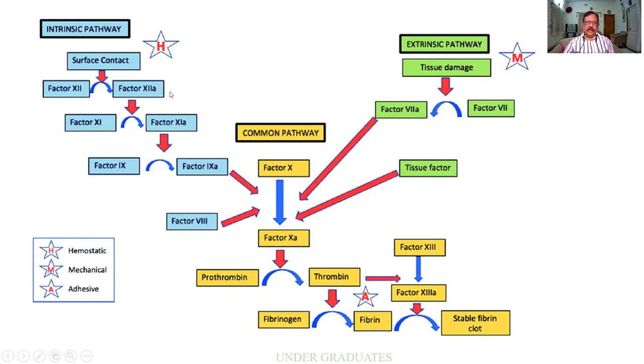So, factor 12, 12A, 11, 11A, 9, 9A, etc., and activation of 10, 10A. This is the intrinsic pathway, the blue color. The green color is the extrinsic pathway, and the yellow color is the common pathway. Ultimately, there is a formation of a fibrin clot. Since there is a cascade of events, any interruption at any one step will lead to a defective production or non-production of fibrin, leading to a bleeding disorder. This is a basic concept that we should have.